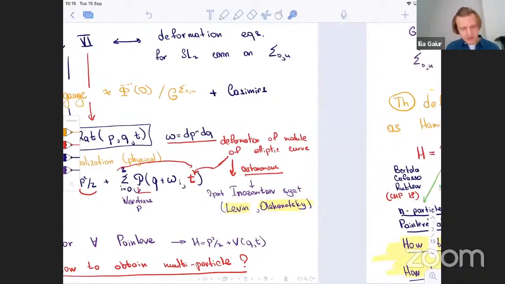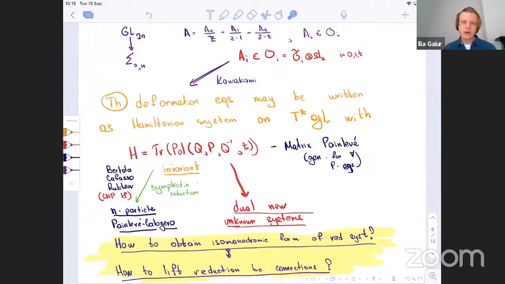So to obtain multiparticle systems, we need to consider now not an SL2 bundle over the four-hole sphere, but a GL2N bundle with the same moduli space of connections. And now we know that A_i may be interpreted as elements of the coadjoint orbits. To obtain a multiparticle system, we put A_i in a very special orbit, the orbit which may be written as a tensor product of SL2 with some orbit of smaller dimension. Due to Kawakami, in this situation, the deformation equations may be written as Hamiltonian systems on T*GL_N, with Hamiltonians which can be written as traces of some polynomials in p, q, q^{-1}, and t. These systems are called matrix Painlevé equations.